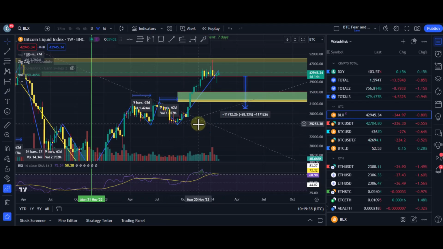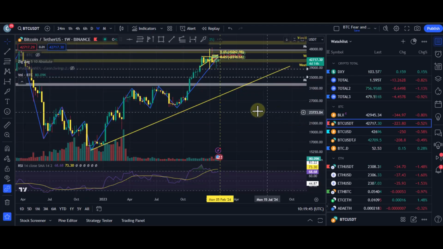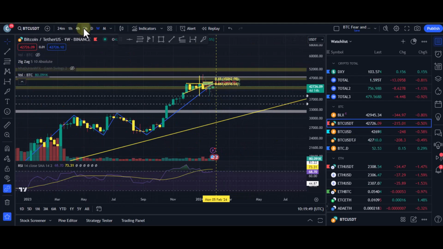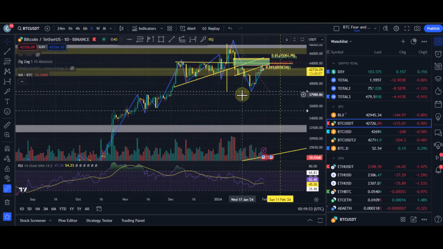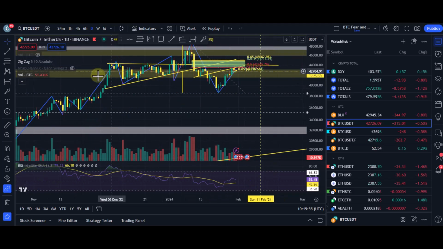So let's now have a look at why I took those short-term trades that I showed earlier. I'm going to go over to the Bitcoin chart, Binance here. It's currently on the weekly, but let's move it to the daily so we can see a bit more information. Here we are. So as you know, I was tracking this ascending triangle.